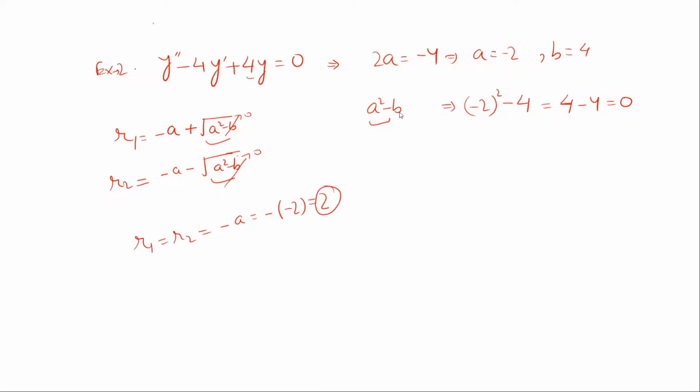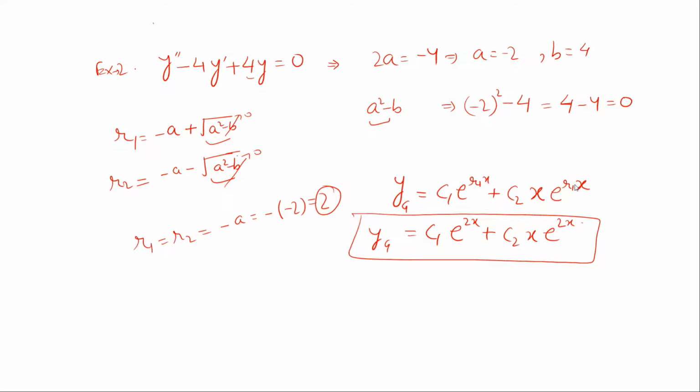Okay, so we know that the general solution for this equation is c1 e^(r1 x) plus c2, an independent constant, multiplied with x and e^(r1 x). So c1 e^(2x) + c2 x e^(2x). This is the general solution for this equation.